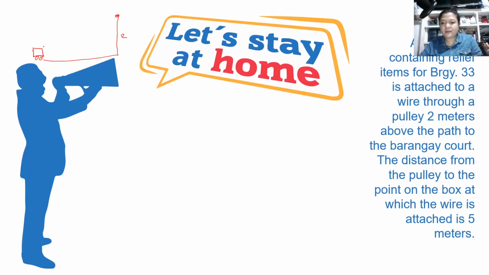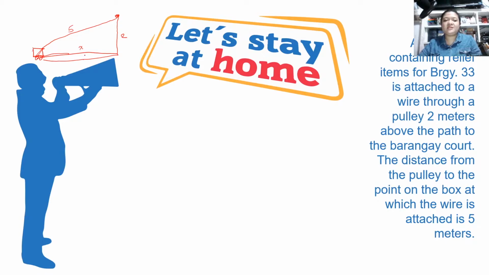Okay, and sabi niya, the point on the box at which the wire is attached is 5 meters. Okay, so ito raw ay 5 meters. So meron tayong right triangle na ang side ay 2 meters at ang hypotenuse ay 5 meters. Kailangan rin nating alamin kung ano yung distance na ito. Okay, so paano natin malalaman ang value ni x?